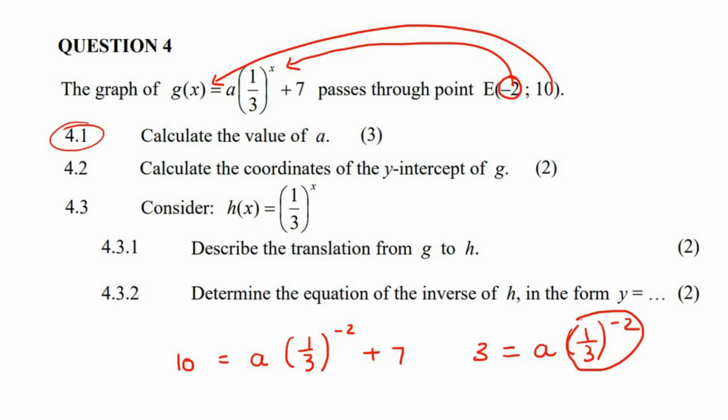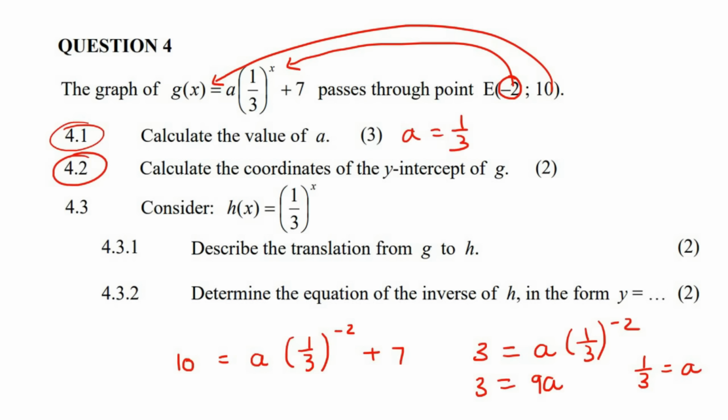I'm just going to type this on the calculator. And that gives us 9, so I'm just going to say 9a. We then divide both sides by 9, and we end up with not 3, but 1 over 3, because it's going to be 3 divided by 9. So a would be 1 over 3.